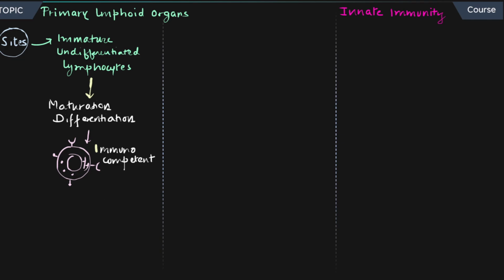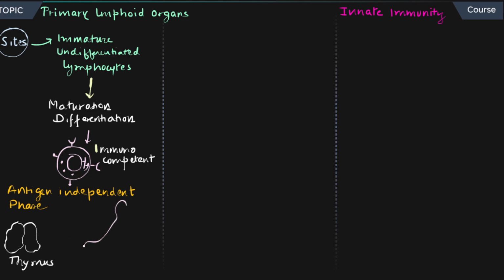And this is happening before the antigen presentation. There is no interaction of the antigen. That is why this phase is known as the antigen-independent phase. Everything, maturation, will happen before the interaction with antigen. So we have thymus, which is a bilobed structure. Second one is, I hope you remember, bone marrow. These are the two important primary lymphoid organs where you have generation of these immune cells and also maturation of these cells, right?